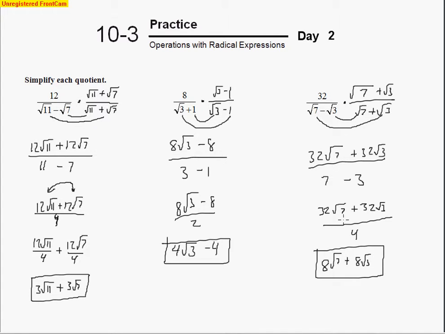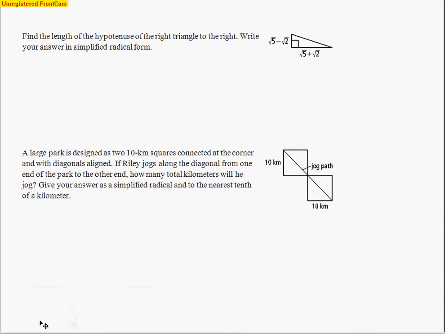So moving on to the next problem, we're going to end up seeing a couple word problems. On this first one, we're supposed to find the length of the hypotenuse of the right triangle. There's the right triangle. This is the hypotenuse, always opposite the right angle. We're supposed to write our answer in simplified radical form.